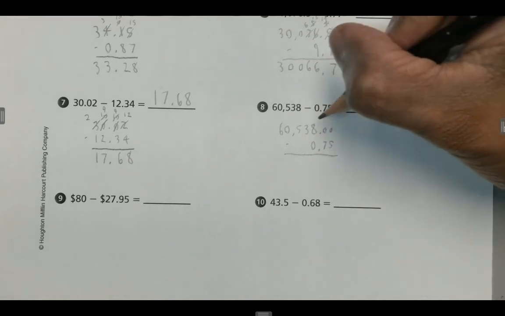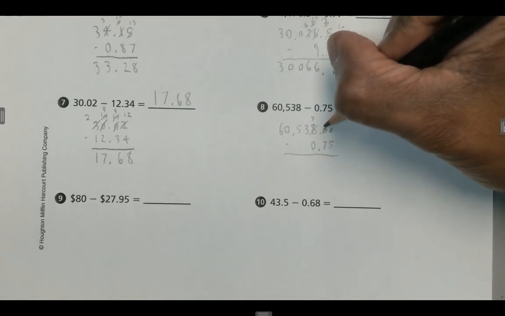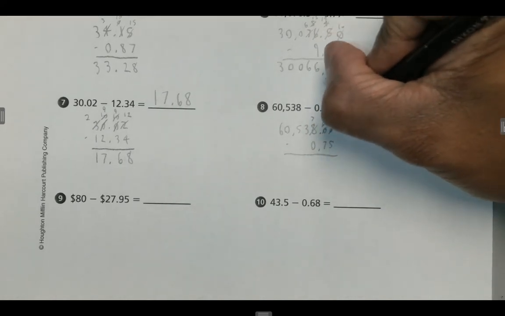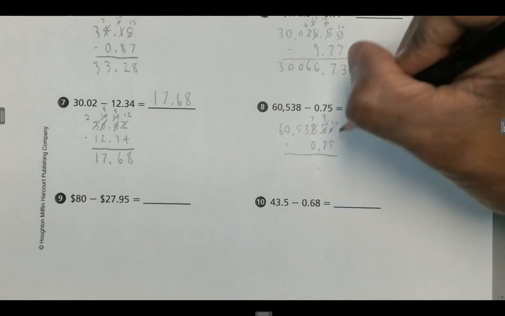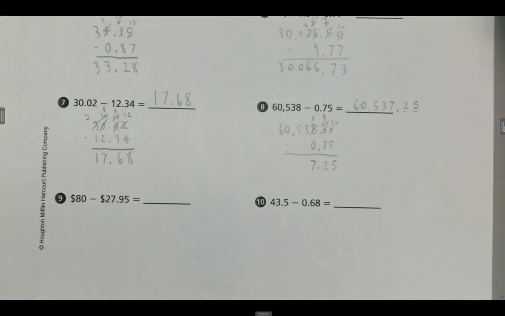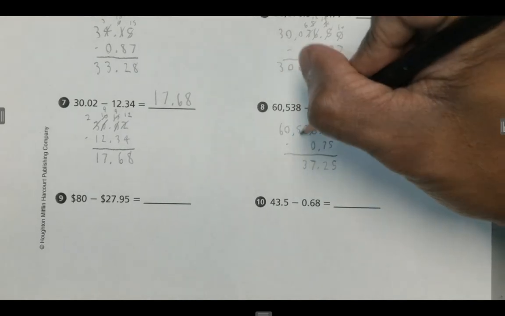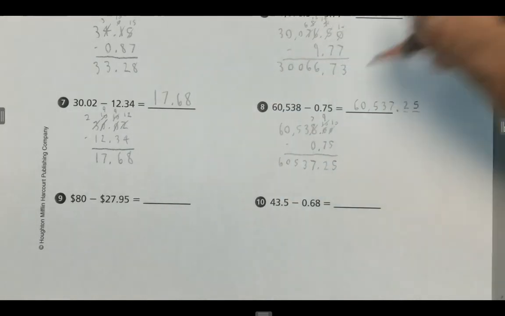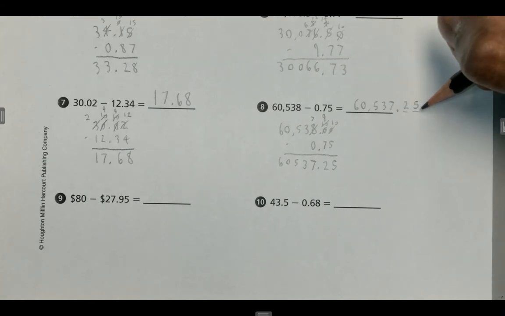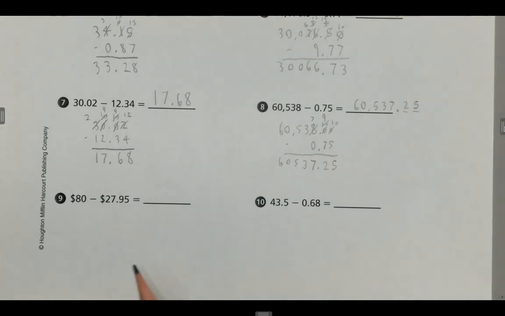We've got to subtract across zeros here. This becomes a 7. This becomes a 10 for a moment. Then a 9. This becomes a 10. 10 minus 5 is 5. 9 minus 7 is 2. 7 comes down. Everything else just comes down. 60,537 and 25 hundredths.